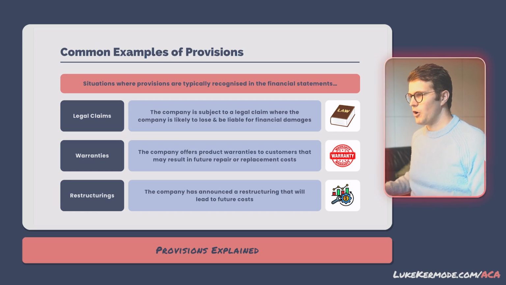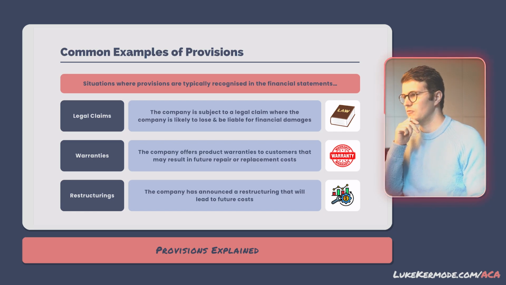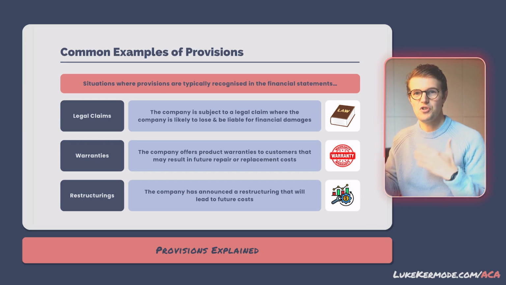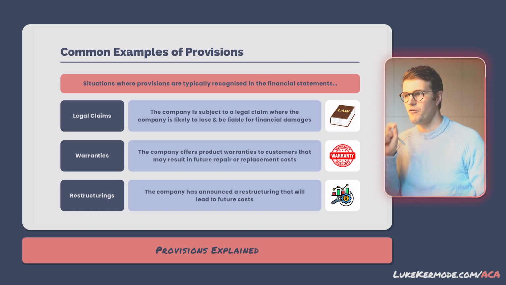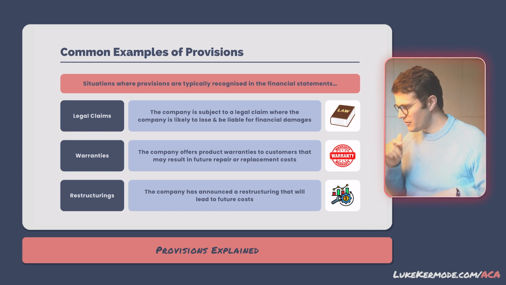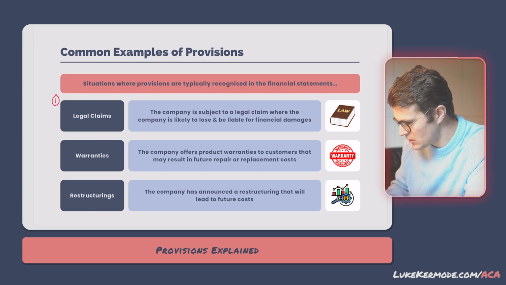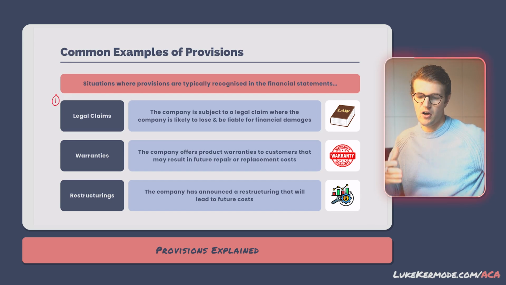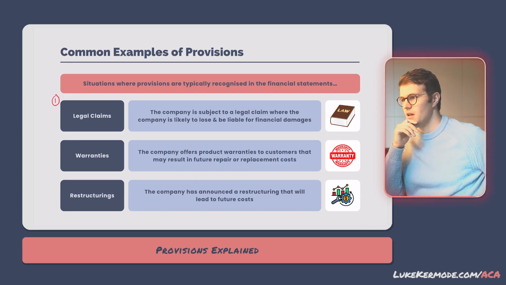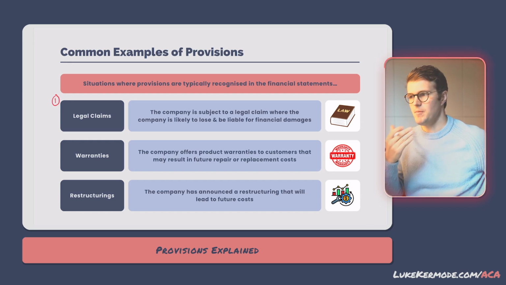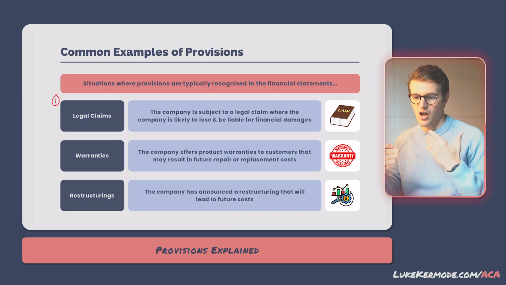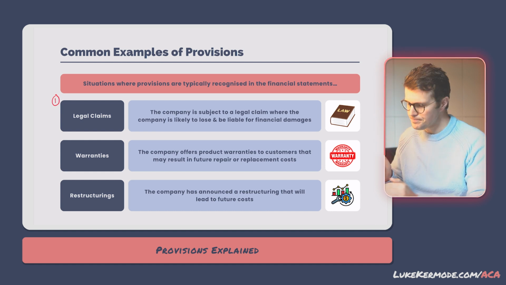So let's now look at three real-world situations where companies typically recognise provisions in their financial statements. These are cases where the business expects to face future costs, but where the amount or timing of those costs is uncertain. So first, we have legal claims. If a company is facing a lawsuit, for example, from an injured employee, and its legal advisors believe the company is likely to lose the case, then a provision should be recorded within the financial statements. Even if the final settlement amount is unknown, if the obligation is considered probable, then a provision ensures that a liability is accurately reflected within the accounts.